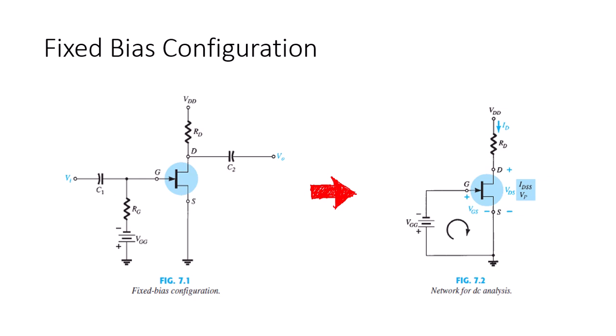The configuration in the first figure includes the AC levels VI and VO and the coupling capacitors C1 and C2. Recall that the coupling capacitors are open circuits for the DC analysis.